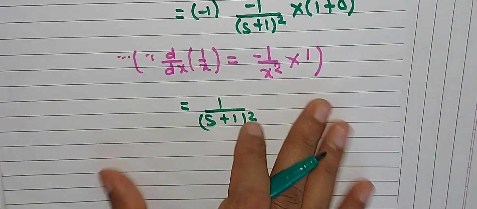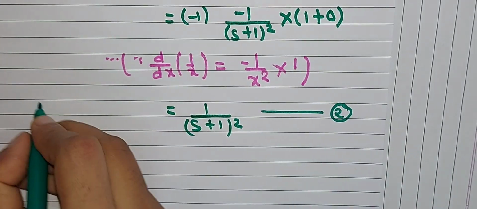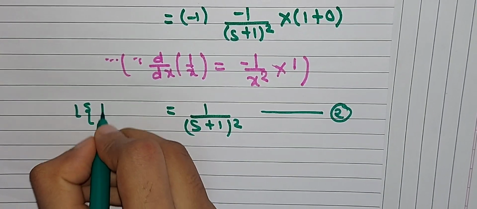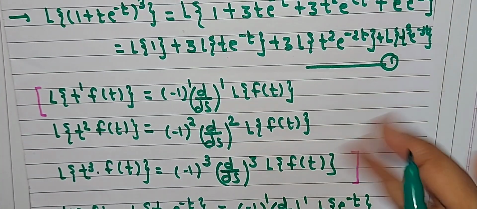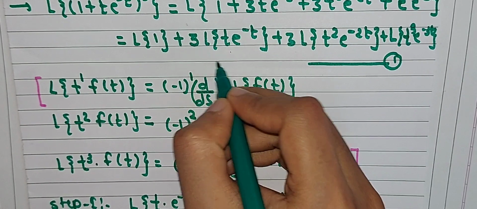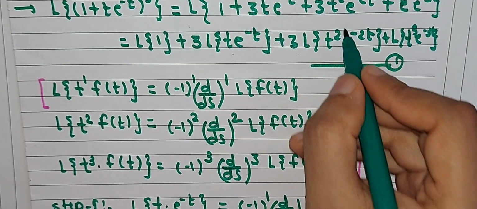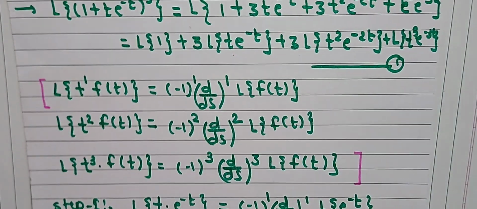Okay, so this is the value of my first step, that is Laplace of t into e raised to minus t is equal to this term, and we will denote this as equation number 2. Its LHS is what? Laplace of t into e raised to minus t. So just observe equation number 1, we have obtained the value of this function. Now consider our second part, that is Laplace of t square into e raised to minus 2t.